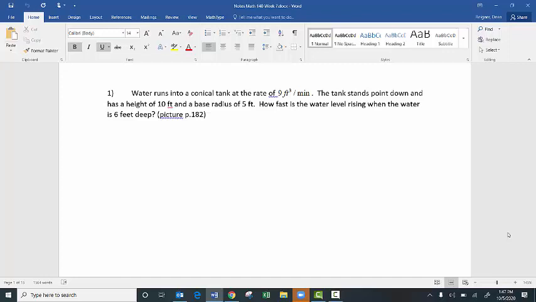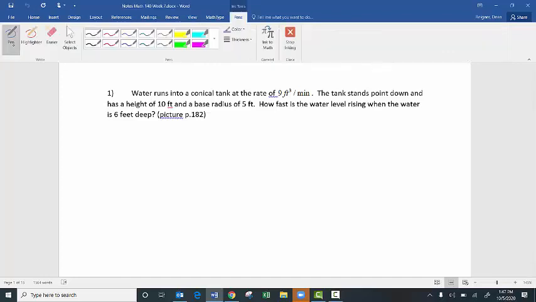This first one says something about a conical tank. And it's going to be 3 dimensions because there's water in it. So conical means cone. So anything that is 3 dimensions and it mentions in this case a cone is going to be a volume formula. So volume of a cone is 1/3 pi r squared h.